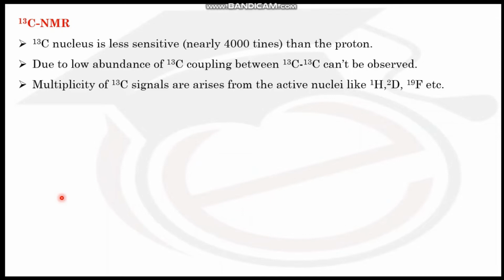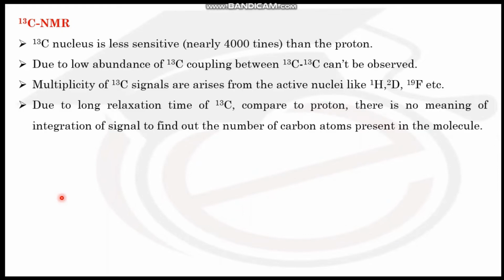If C13 is bonded with some hydrogen, then hydrogens can split C13, or deuterium, or any other active nuclei like D2, F19, P31, or rhodium. A lot of active nuclei are there. If any of them is present near the carbon, it can split the signal arising from carbon 13.